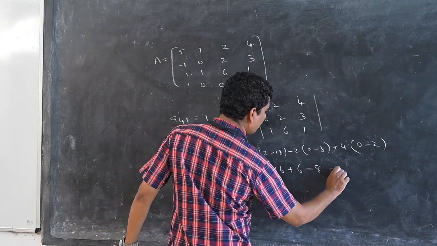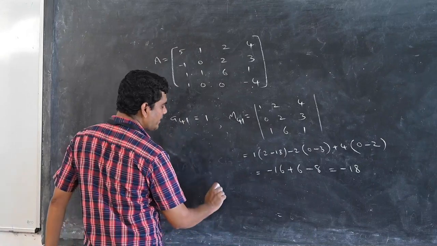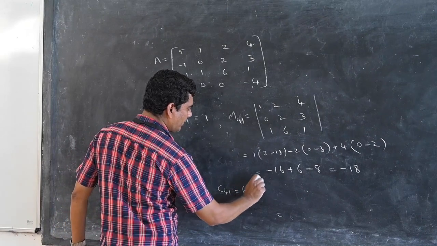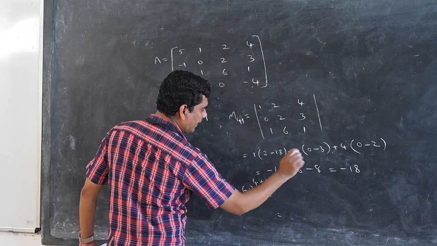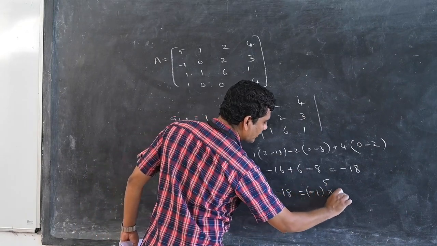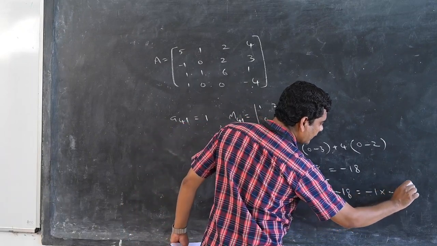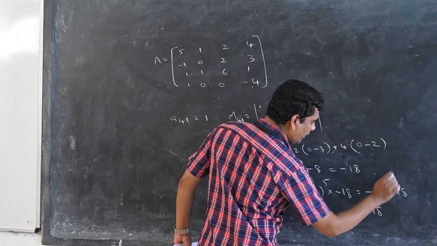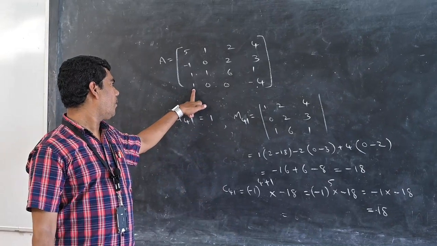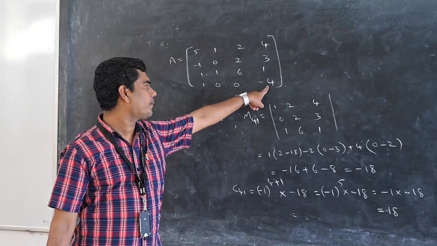It is minus 18. Cofactor of this element is C41 is equal to minus 1 raised to 4 plus 1 into this minor, minus 18. It is minus 1 raised to 5 into minus 18. It is minus 1 into minus 18. This is equal to 18. So this is the cofactor of this element 1. Now we find the cofactor of this element minus 4.